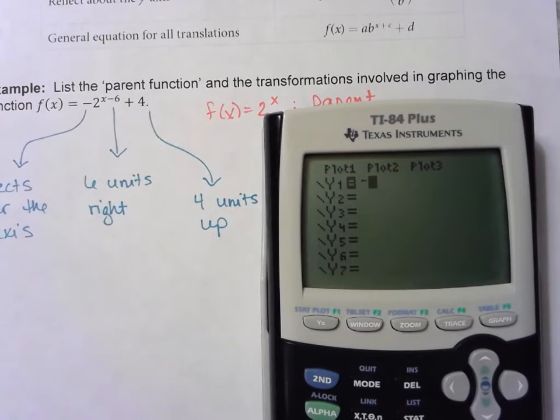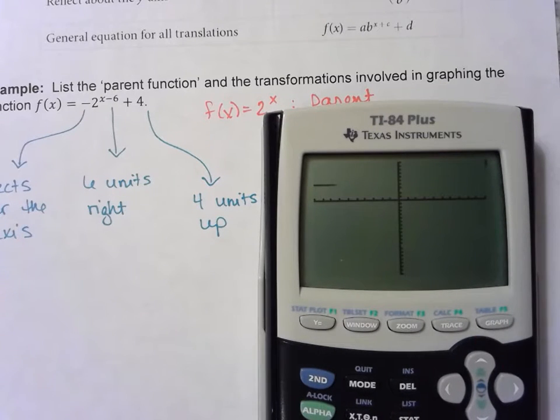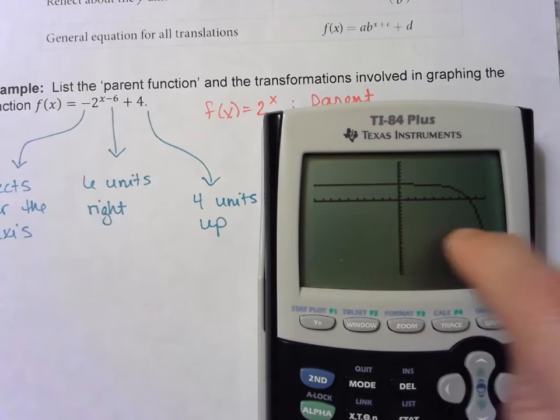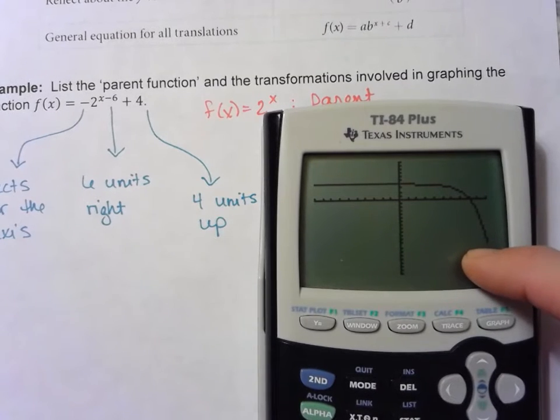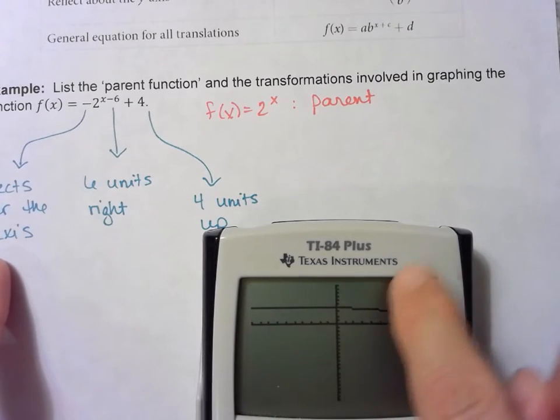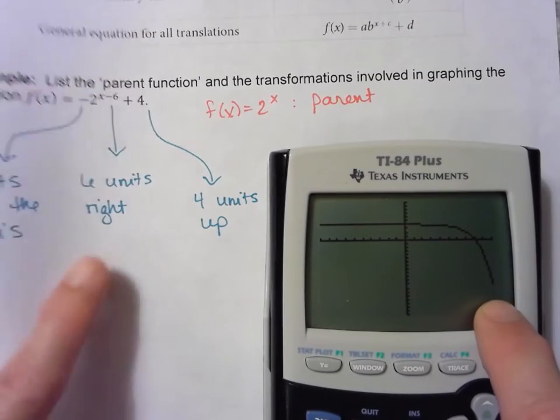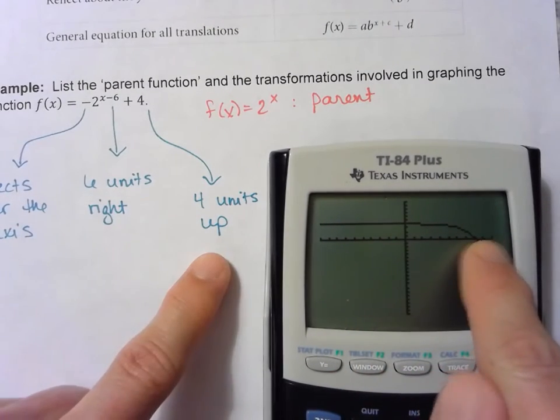We have -2 to the x minus 6 plus 4. Be really careful entering these with these exponents like that. Just so happened my window was good on that one. Alright, so we can see that it is reflected, first of all, over the x-axis, so it's upside down. You know, normally it goes this way. So it's going down this time. 6 units right, so we moved it to the right, and 4 units up.